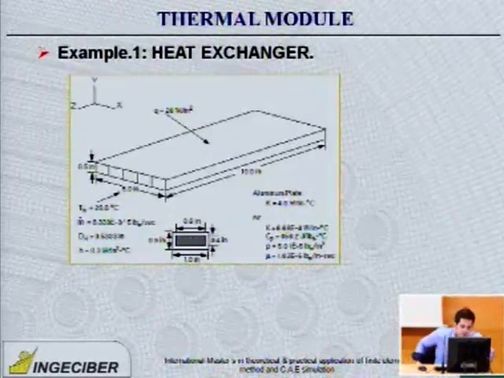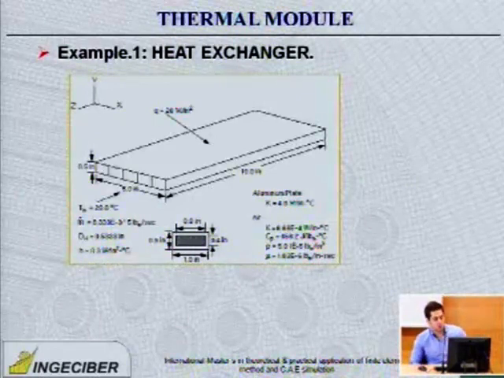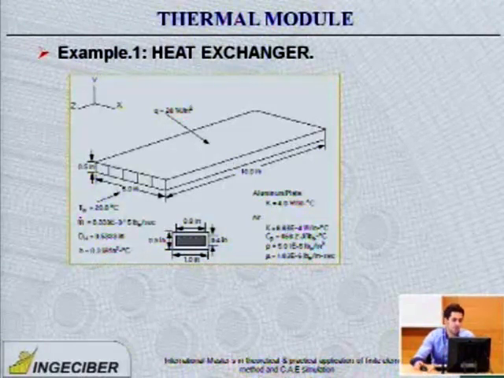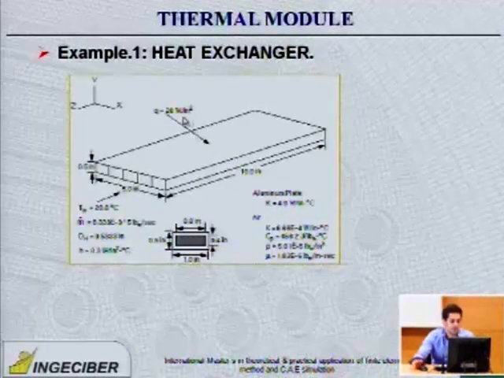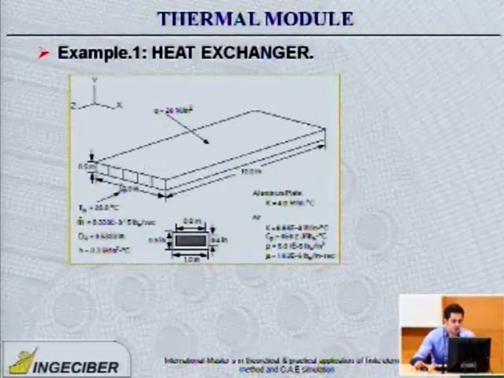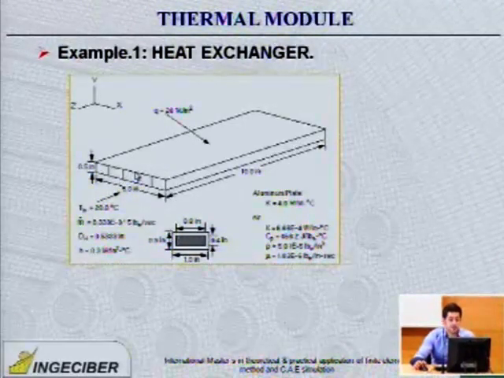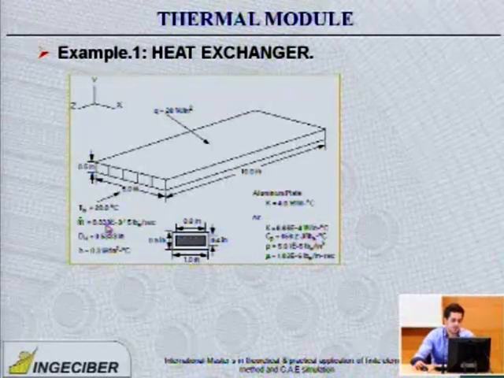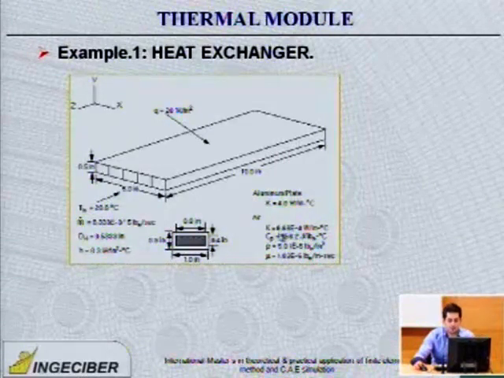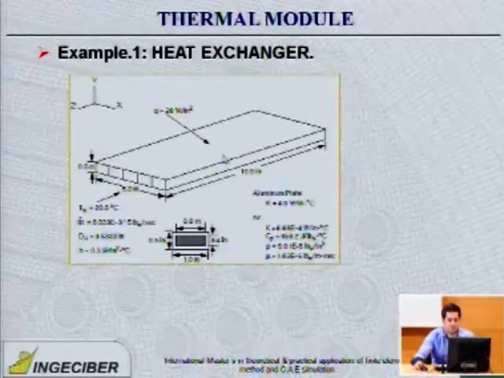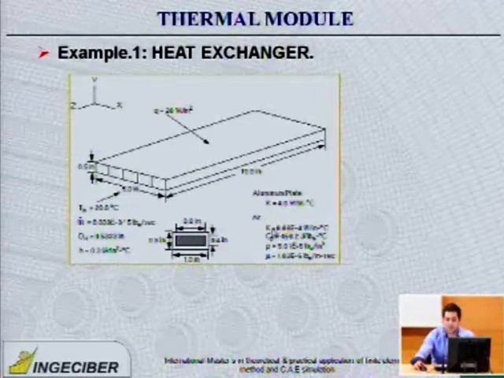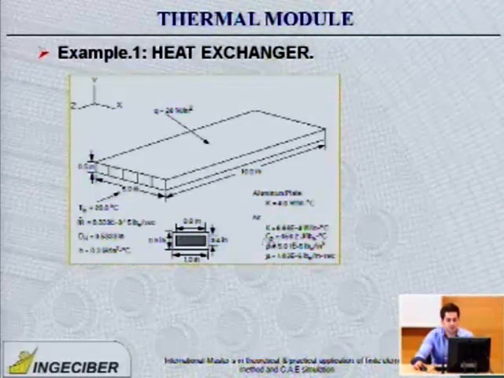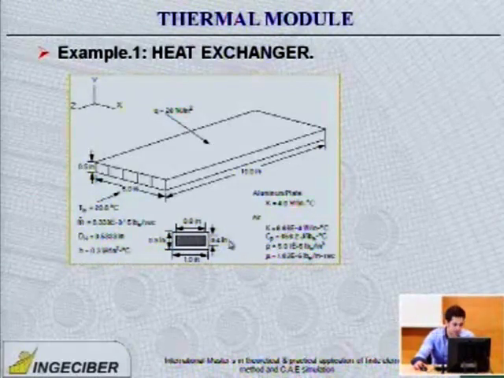Here we have an example. The first one is a heat exchanger. We can see that the upper surface of the heat exchanger has a heat applied, and this heat exchanger conducts a fluid that has an initial temperature of 20 degrees Celsius and a mass flow rate of 8.3. We also need the other material properties of the plates: the thermal conductivity, specific heat, and density of the material.